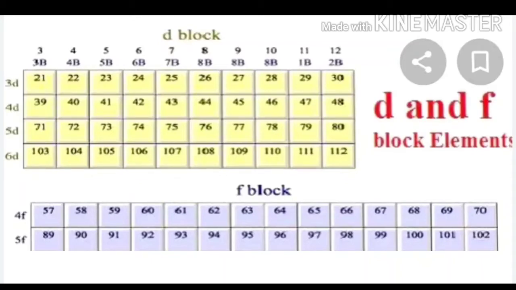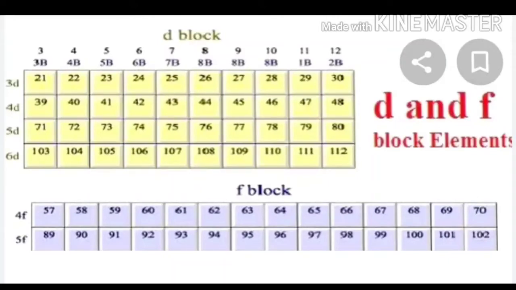Okay, so chromium atomic number is 24. Okay, and its configuration is 1s2, 2s2, 2p6, 3s2, 3p6, 4s2, 3d4, which becomes 4s1, 3d5. So these are two elements having the exceptional electronic configuration. And copper. In copper also, its atomic number is 29 and configuration is 1s2, 2s2, 2p6, 3s2, 3p6, 4s2, 3d9, which becomes 4s1, 3d10.